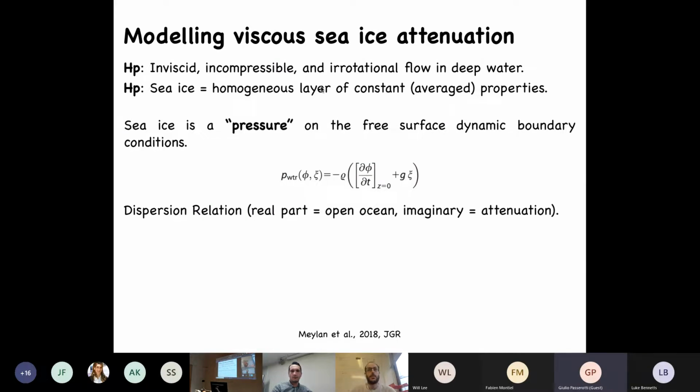For the standard model, we have a recent review from Michael Meylan and collaborators from 2018 in JGR. The modeling of this kind of ice comes from the modeling of waves, in which we take the usual hypothesis of inviscid, incompressible, and irrotational flow in deep water. What we do is add the hypothesis of a homogeneous ice layer of constant, average properties on top. What happens if we linearize the water wave problem is that the presence of the ice is an additional pressure.